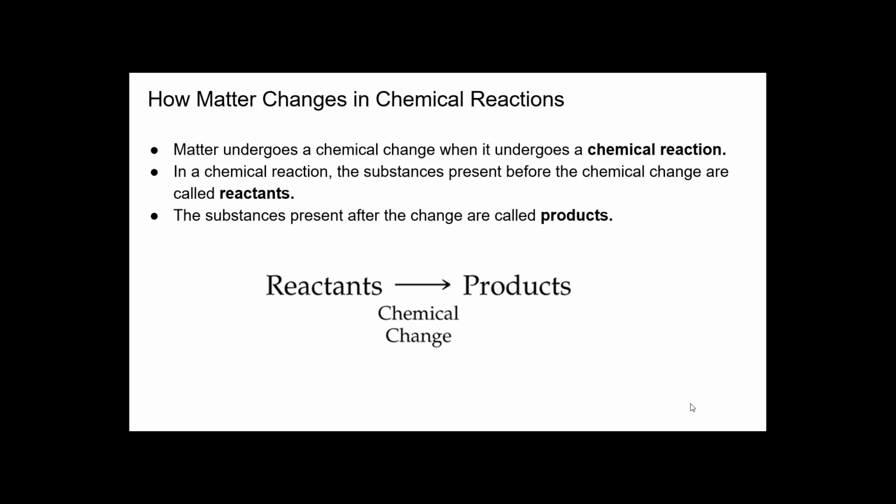How matter changes in chemical reactions. Matter undergoes a chemical change when it goes through a chemical reaction. If you start with something, that's the fancy word of starting materials, we call those reactants. And what we produce after a chemical change has occurred, we call products. So in a chemical reaction, the substances present before the chemical change are reactants. That's the starting material. So think of a cake. If you're making it from scratch, you have eggs, you have flour, you have oil. You have all the starting materials.